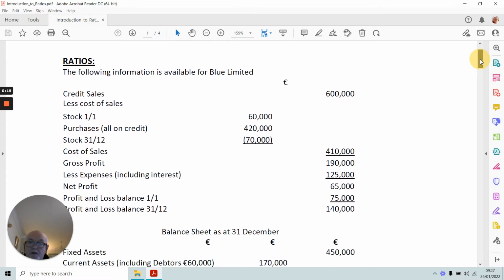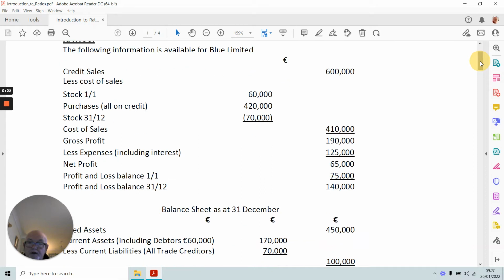Looking at Blue Limited's abridged trading and profit and loss account, we see they've got sales of 600,000, all on credit. They cost 410,000. Giving us a gross profit of 190,000, less the expenses including interest of 125,000, so we've got a net profit of 65,000, to which we've added the opening profit left over from previous years of 75,000, giving us a closing profit figure for the balance sheet of 140,000. So that's our final accounts.